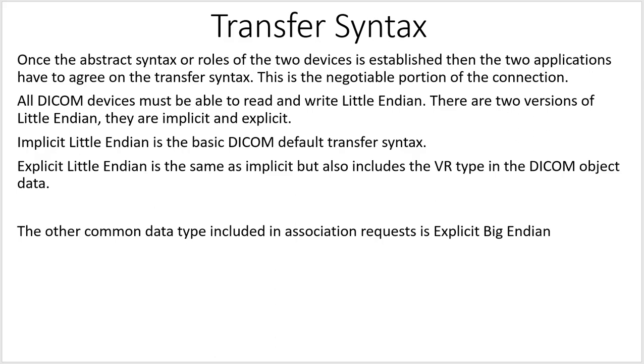The other common data type included in association requests is explicit Big Endian, and it's the same as explicit Little Endian, except Big Endian is read the other way. Right? So that's the difference between Little Endian and Big Endian.